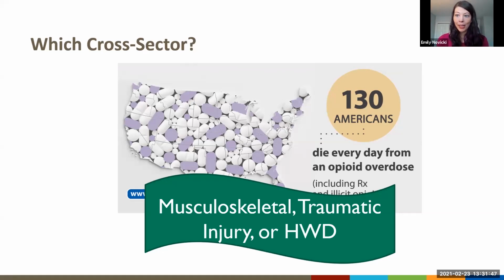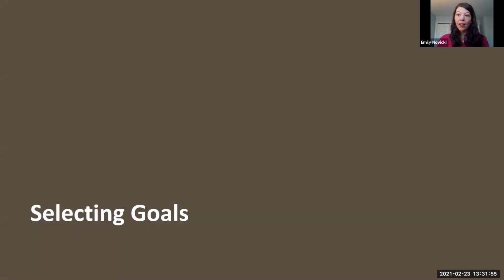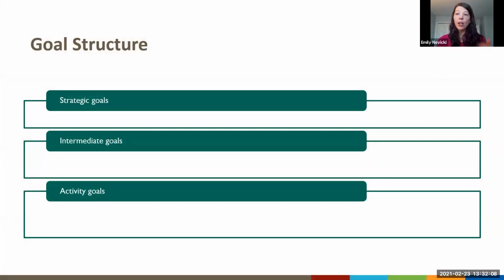Okay, I hope that made sense, because this is a big, important issue, and I know lots of researchers are interested in contributing. Now that we have a better understanding of the sector and cross-sector framework, we're going to talk about how to actually select goals from within the NIOSH Strategic Plan. We have the 3 levels of goals: strategic, intermediate, and activity goals.